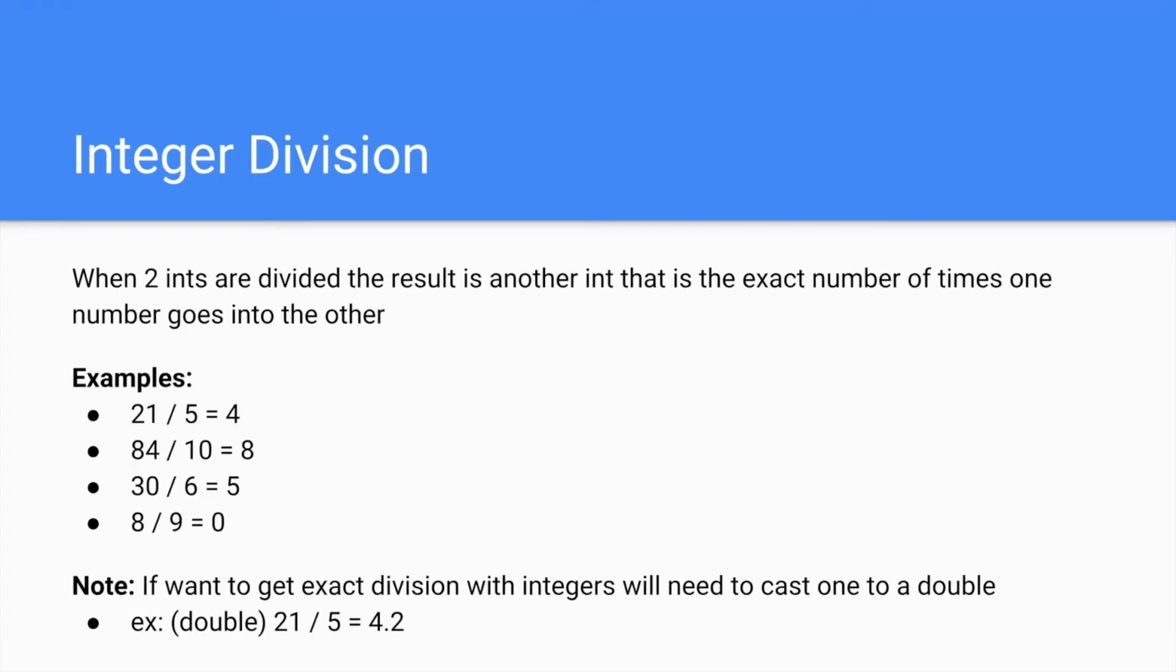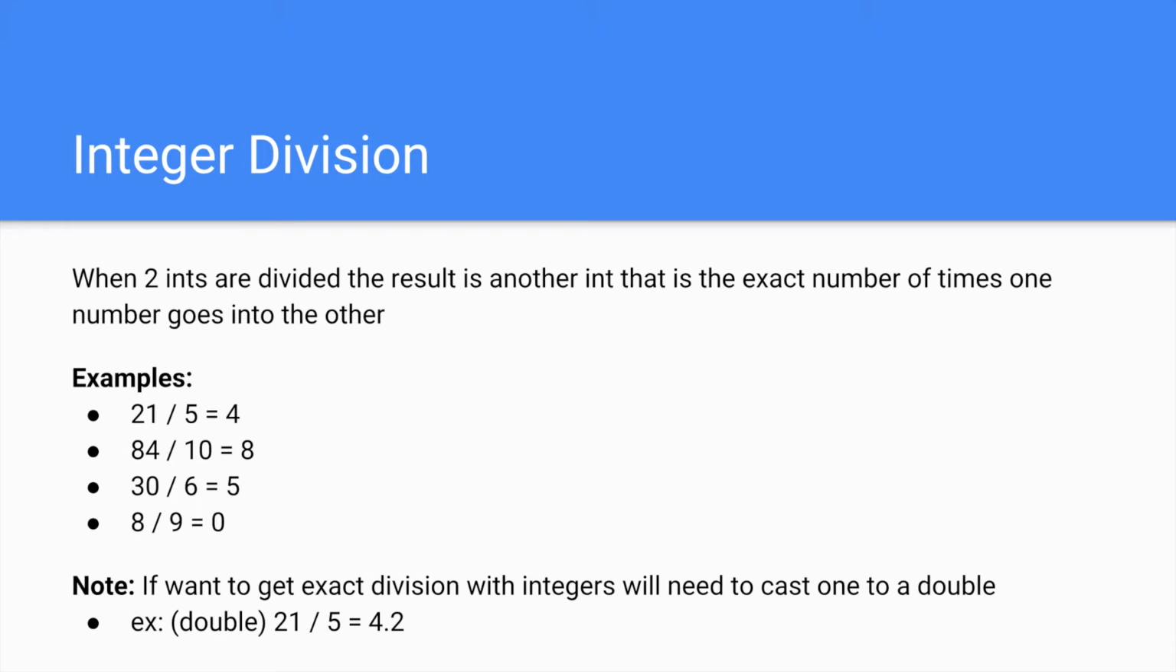And then there's integer division. When two ints are divided, the result is another integer that is the exact number of times one number goes into the other. So 21 divided by 5 is 4. 84 divided by 10 is 8. 30 divided by 6 is 5. And 8 divided by 9 is 0.